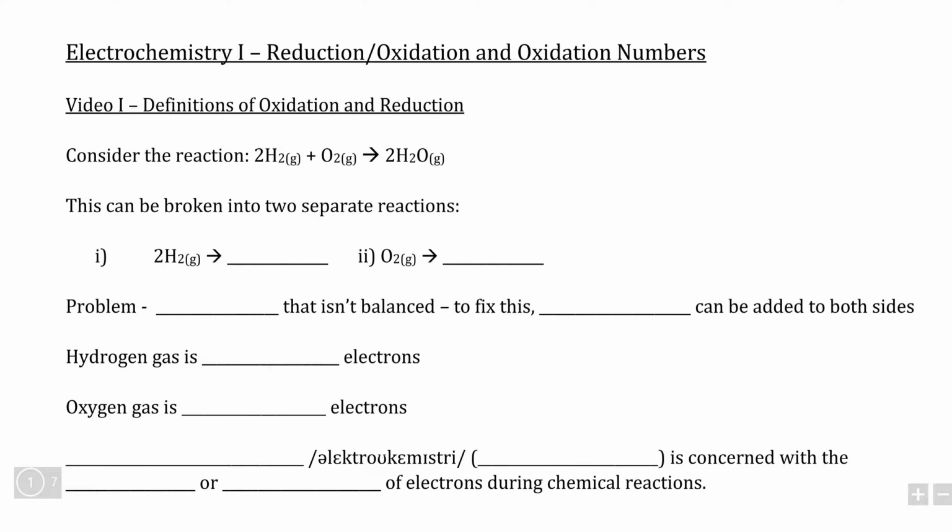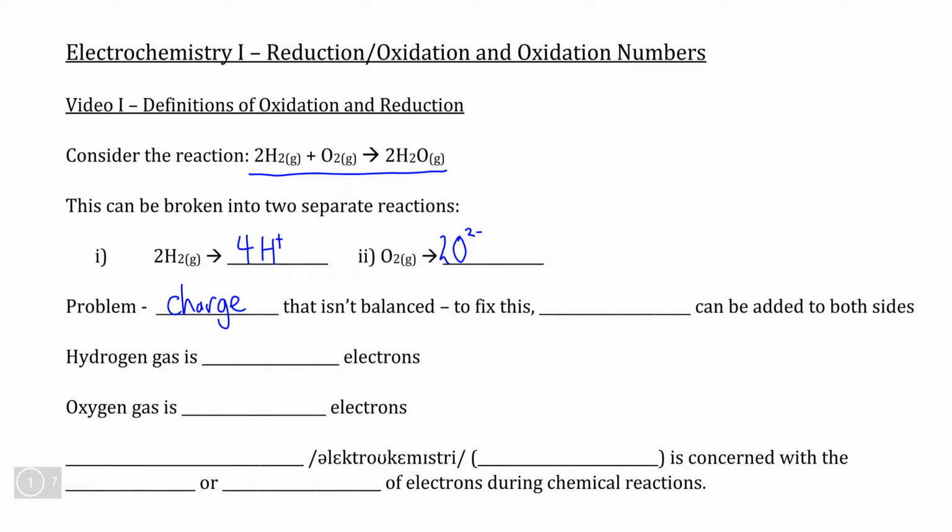Before we formally introduce the next unit, let's consider one of the most well-known reactions in chemistry, the synthesis of water. Now, as with all chemical reactions, we can break this down into multiple reactions. So if we consider hydrogen gas, in order to make water, we would need to break hydrogen gas down into hydrogen ions like so, and likewise, in order to make water, we would need to break oxygen gas down into oxygen ions like so.